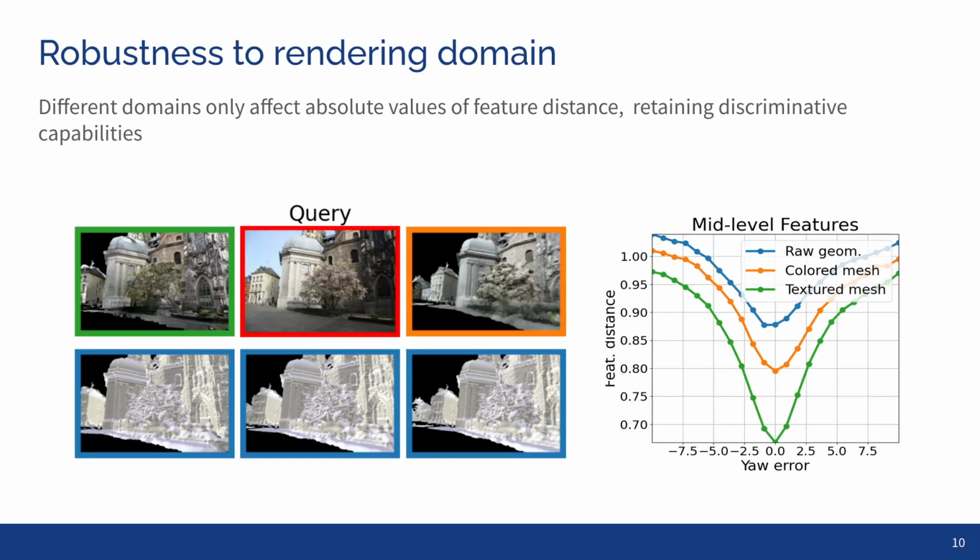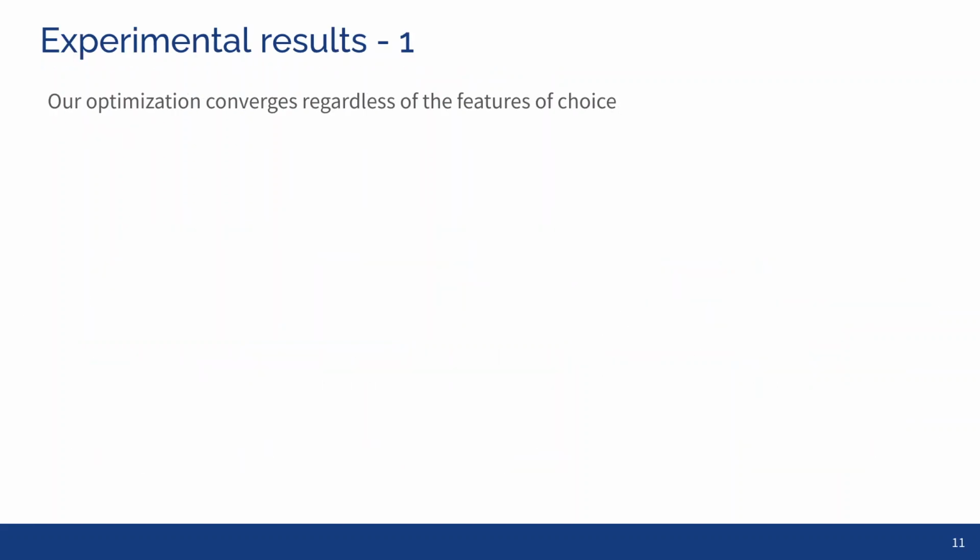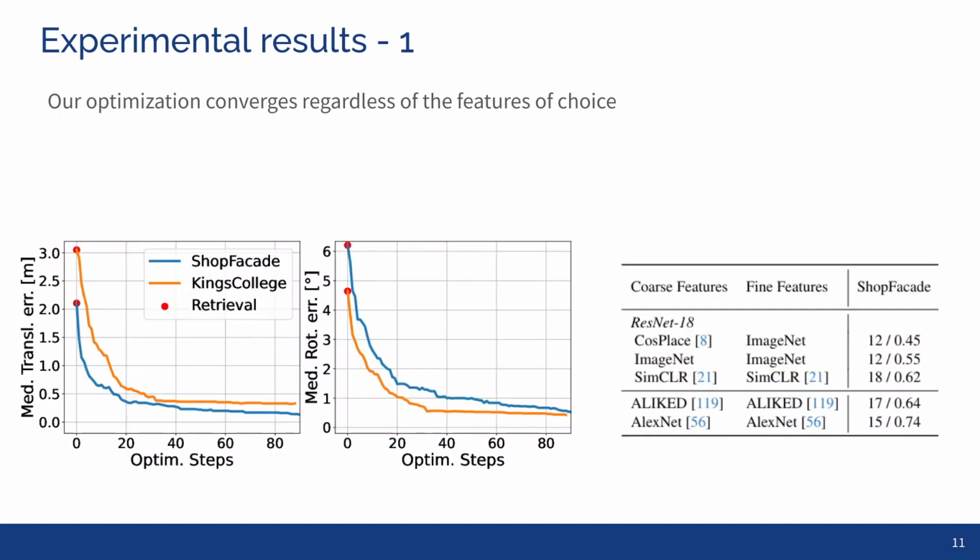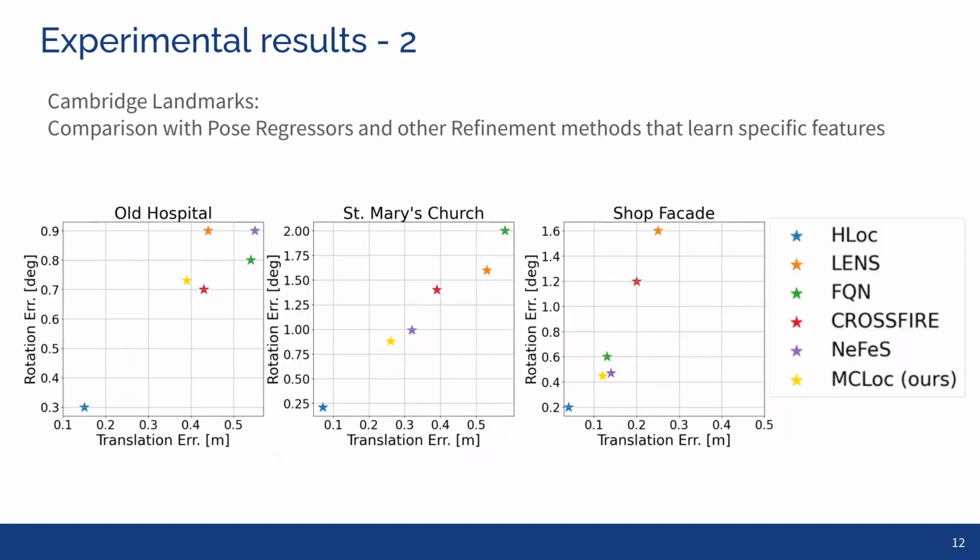Additionally, this property holds across different rendering domains, which depend on the available scene representation. Our optimization converges regardless of the features of choice, and while simple ImageNet features already perform well, we show that this property holds across different kinds of features, and that even with a simple AlexNet architecture, it is possible to achieve satisfying results. On the benchmark of Cambridge landmarks, we compare with pose regressors and other refinement methods that learn specific features, often per scene, and find that our method is able to match or surpass their accuracy.